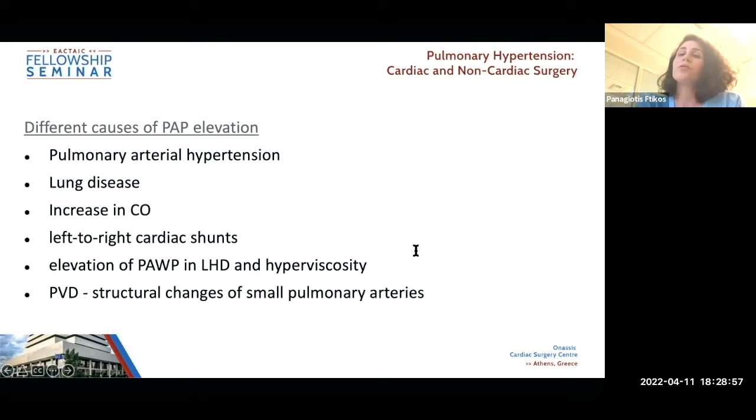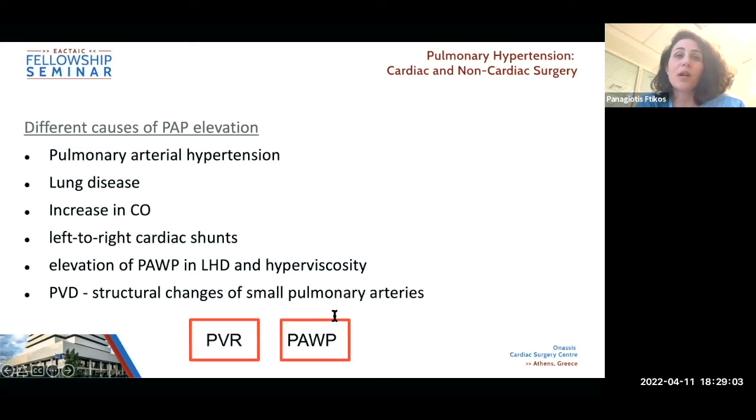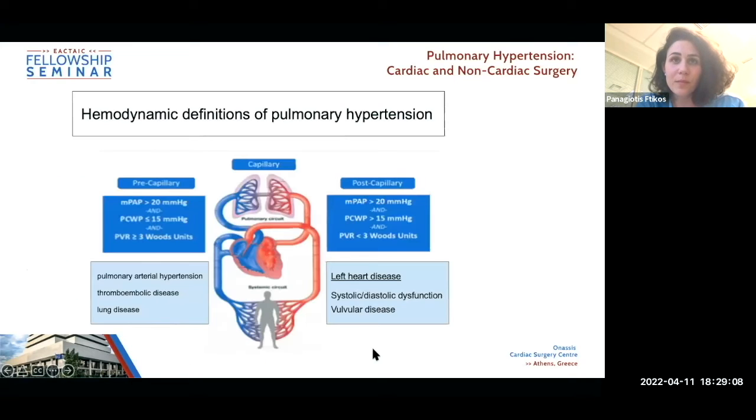So currently, when we refer to pulmonary hypertension, we should also take into account pulmonary vascular resistance and pulmonary artery wedge pressure in order to categorize pulmonary hypertension in precapillary form, characterized by normal wedge pressure and increased pulmonary vascular resistance, and post-capillary form characterized by normal pulmonary vascular resistance and increased wedge pressure. And of course, these entities may coexist, leading to combined precapillary and post-capillary form.